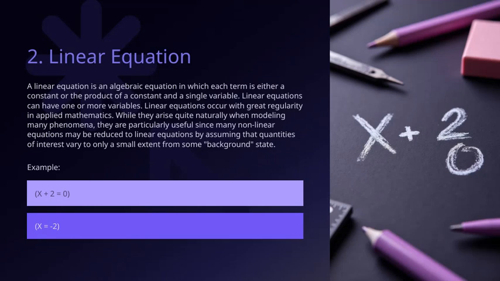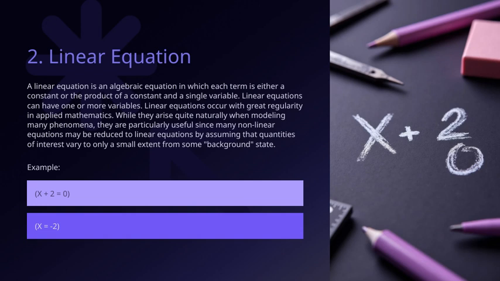Let's talk about linear equations. A linear equation is an algebraic equation where each term is either a constant or the product of a constant and a single variable. Think of it as a simple relationship involving one or more variables, but with no variables multiplied together or raised to powers other than 1. These equations are quite common in applied mathematics because they model many real-world phenomena naturally. What's really interesting is that even some complex, nonlinear equations can often be reduced to linear form by assuming that the quantities involved don't vary too much from some baseline or background state. This simplification makes them much easier to analyze and solve.